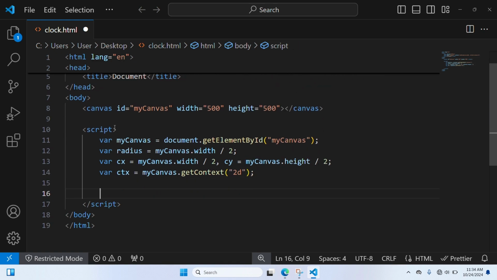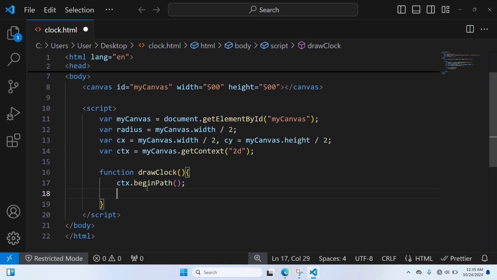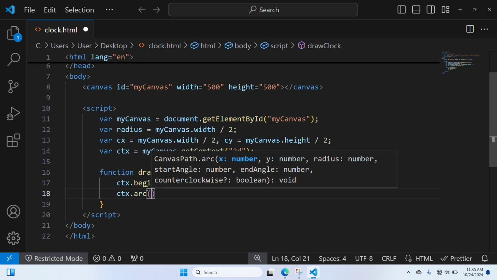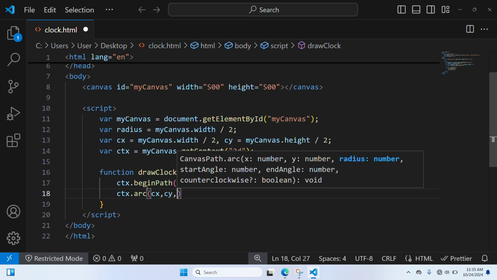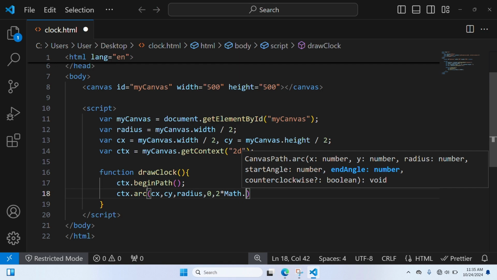Now we have to draw our clock. To do so, I am going to create one function, and the function name will be drawClock. To draw our clock, first we will draw one circle. So let's draw ctx.beginPath, and then we will draw the circle with ctx.arc, and the center coordinates will be cx comma cy, the radius will be radius, and then start angle 0, end angle will be 360 degree, that is 2 times pi.